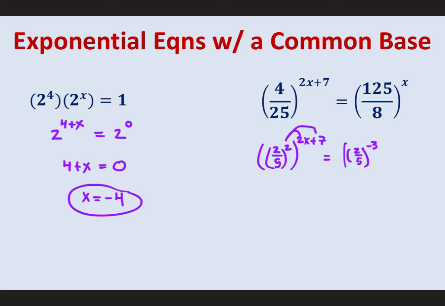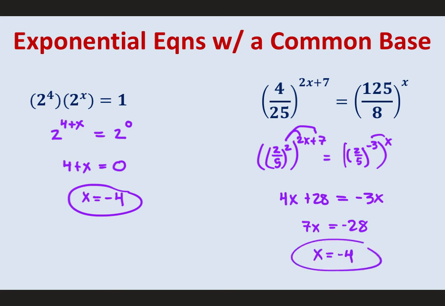I can then rewrite that to the x power, okay, and I can multiply the negative 3 and the x. So I'm going to get 4x plus 28 equals negative 3x. I just distributed, and I dropped the base because the base 2 over 5 is now the same. I'll add the 3x over, that's 7x. Subtract the 28 over, that's negative 28. Divide by 7, x is negative 4 for our final answer.